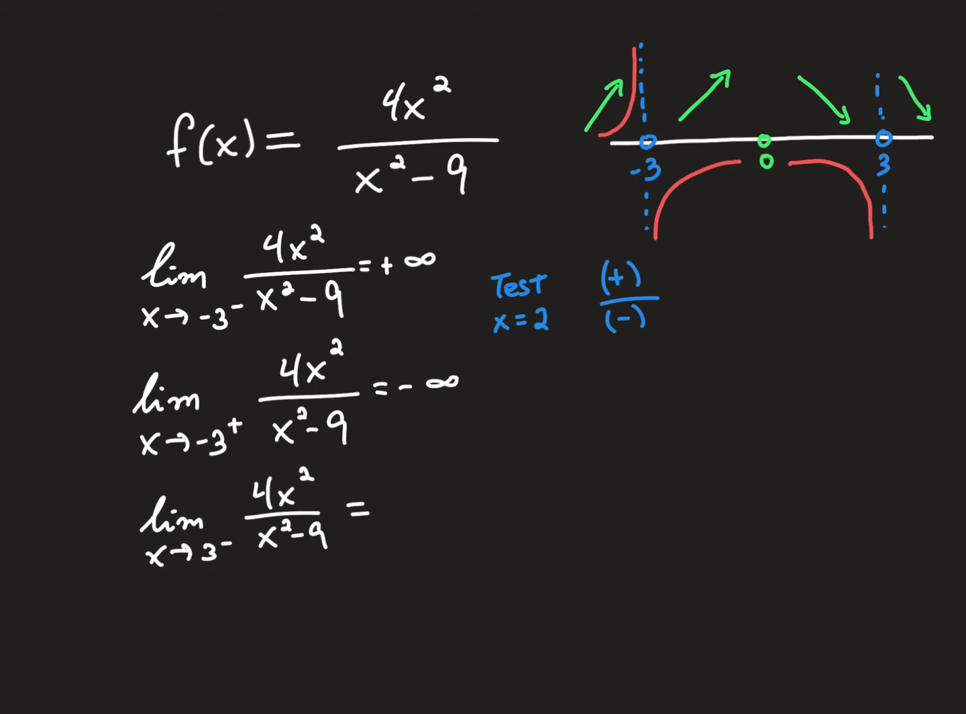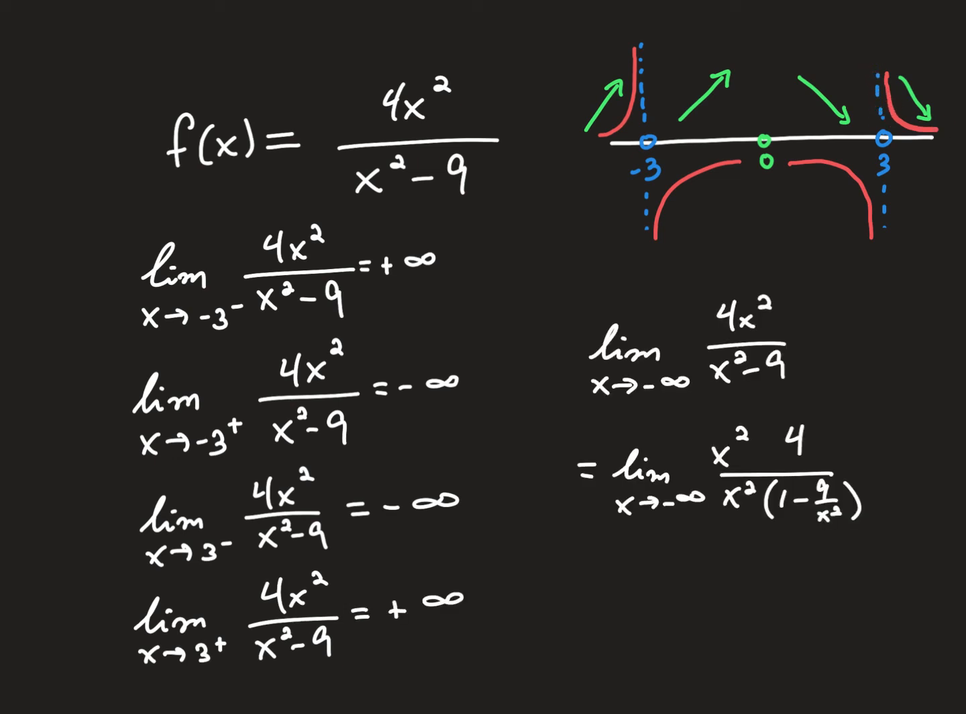Now, if we're approaching 3 from the left, I'll use 2 as my test point. Then I will get a positive number on the top, and on the bottom I'll have 4 minus 9, which is negative. So notice that was similar to our previous case. And so I will have negative infinity there. I'll put that in there. And if we're approaching 3 from the right, then I'll use a test point of 4. And here, that is positive on the top, and then 4 squared is 16 minus 9 is positive 7, so I get positive over positive, and so we are going up this way towards positive infinity, and so I'll put positive infinity there.